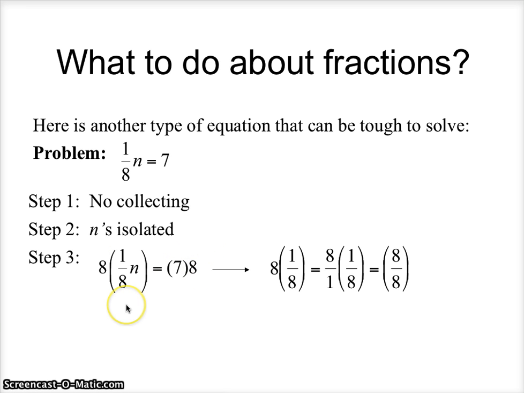So these two are going to cancel because this is going to turn into 8/8 n. 8/8 is just 1, and since step 3 is just 1n, I've done what I need to do. I've got just 1n. And 7 times 8 is 56. So that gives me my final answer of n equals 56.